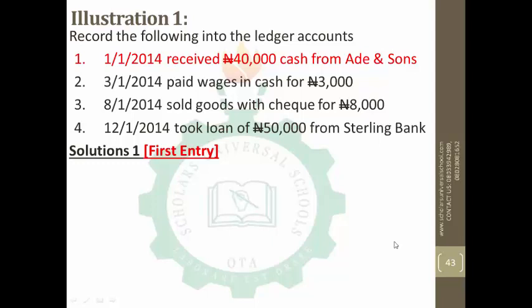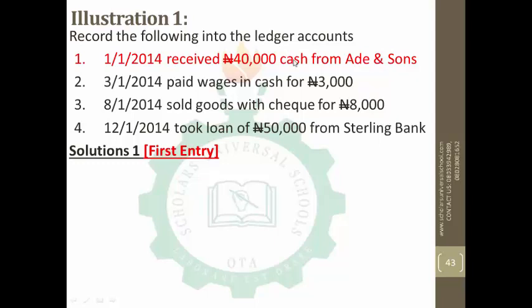Now, in this question, I'll be showing you the two sets of transactions that you'll be posting for all your entries, for all of them. Now, for the first entry, for this solution 1, which is the first transaction, on 1st of January 2014, you were told that you received 40,000 naira cash from Ade and Sons. Now, in this case, two things happened here: you received cash of 40,000 naira from Ade.